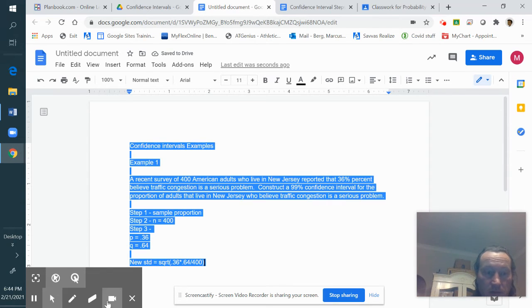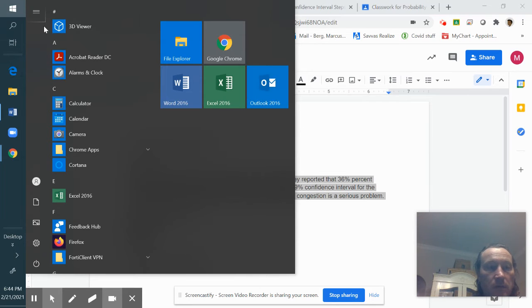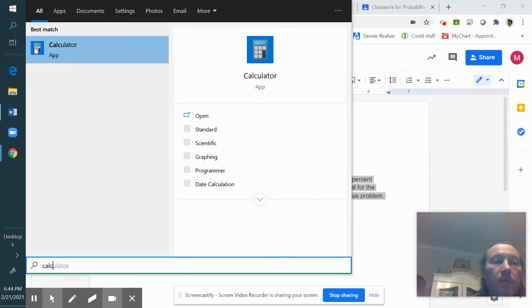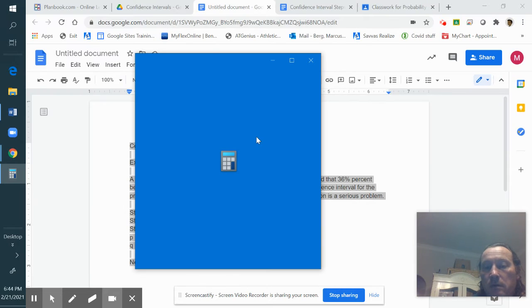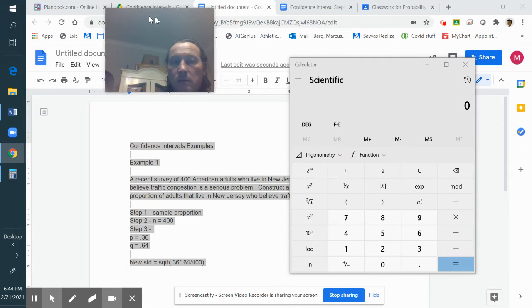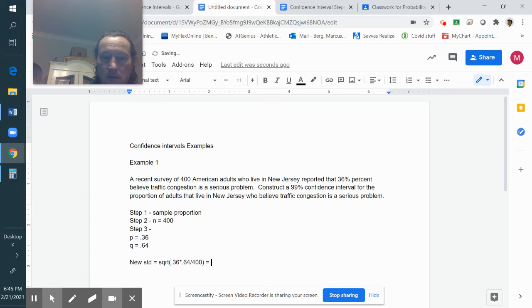So what's the best way to do that? It would be to grab a calculator. Usually there's a little search bar. There we go. And open up my calculator on here. You can use your calculator, your phone, whatever you want to do. I'm just going to do 0.36 times 0.64 divided by 400. And I'm just going to make this, there's a square root right here. 0.024. This is your new standard deviation. Step 3.